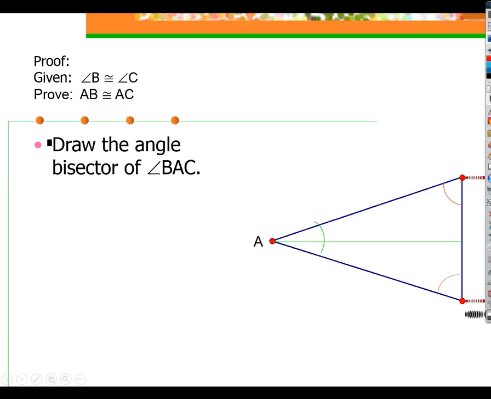Okay, can we prove this? So all we're given here is that angle B is congruent to angle C. So we're doing the converse of the base angle theorem, right? Yeah, we're just proving it. Can we prove that side AB is congruent to side AC? What do you think? Some ideas here. We're proving the base angle converse.